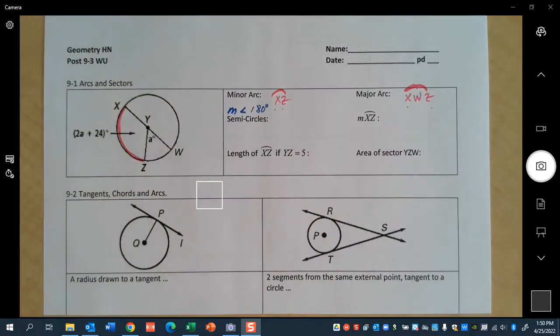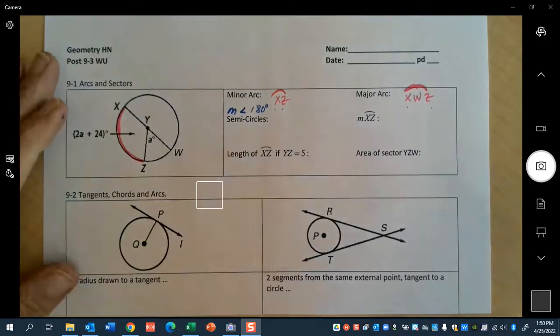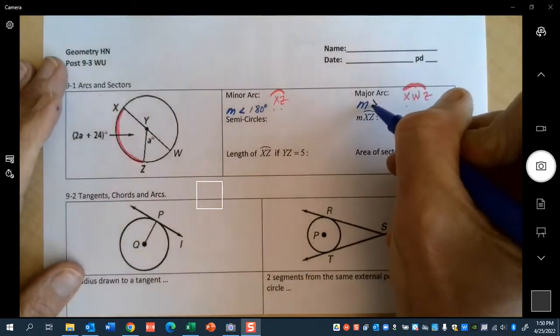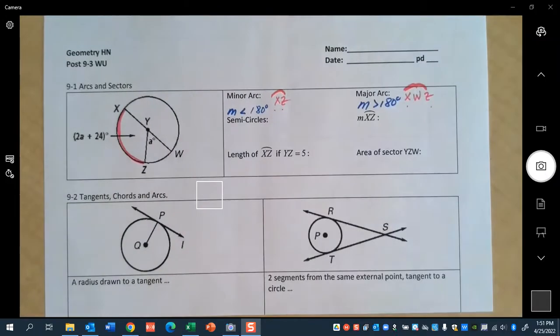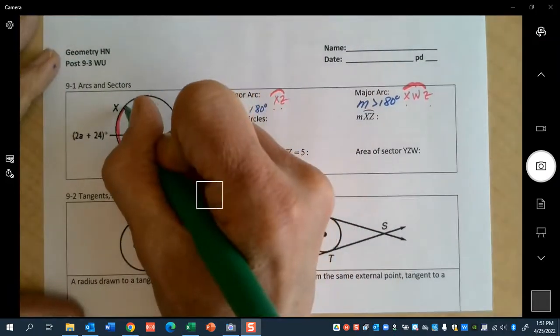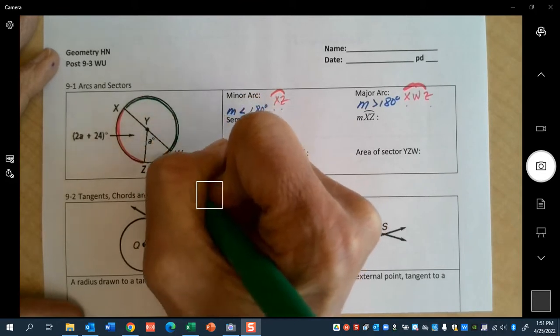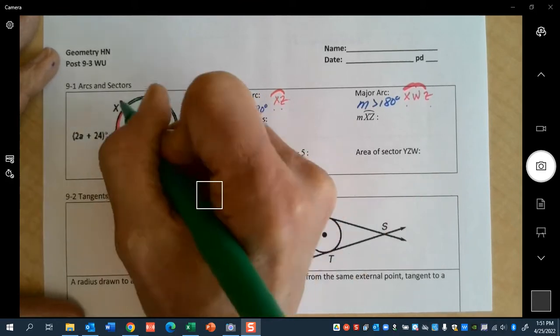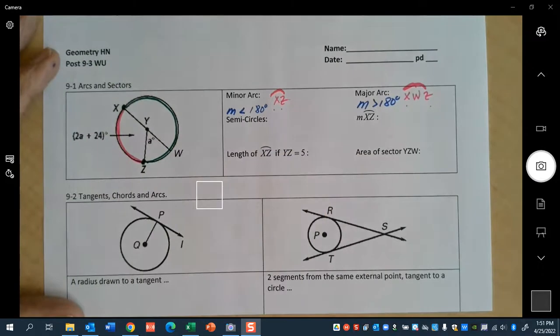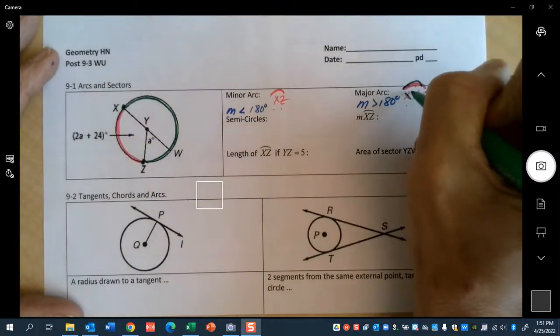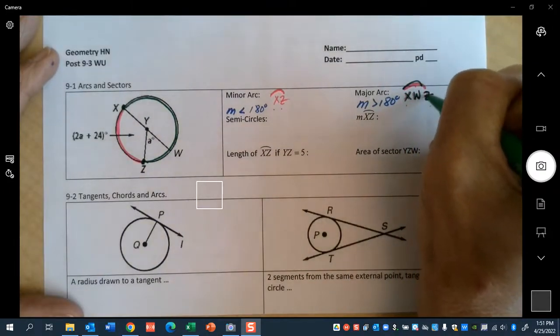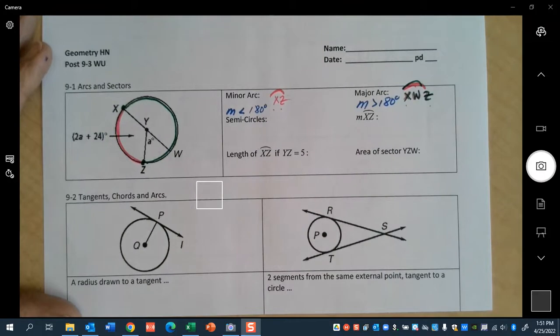If I'm talking about my major arc, what do I know about that? It's greater than 180. So we can go ahead and talk about this part of the circle, and this W tells me where it passes through. Notice they both stop and start with X and Z, but it goes the other way around the circle. So arc XWZ is going to be that major arc.